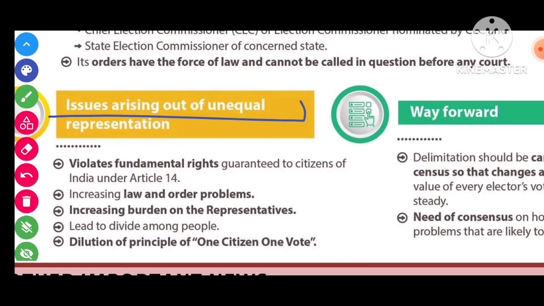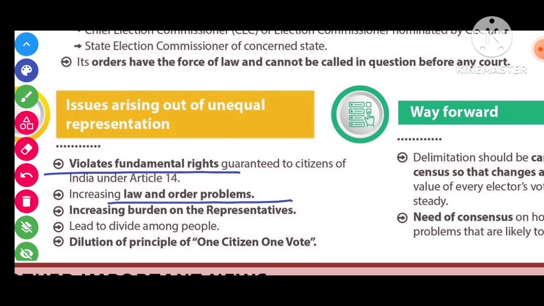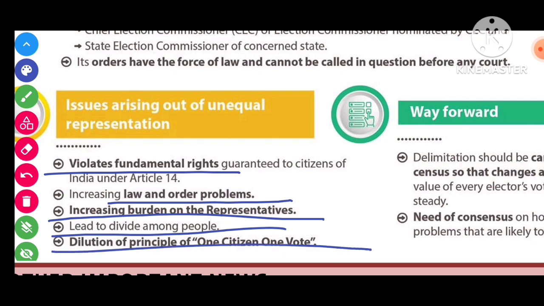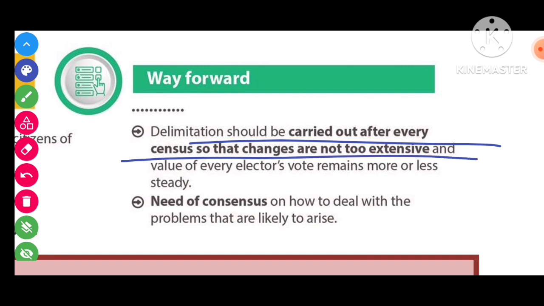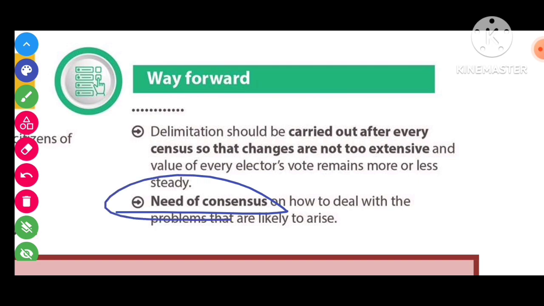And issues arising out of unequal representation: it violates fundamental rights, increases law and order problems, increases the burden on the representatives, and leads to division among people and dilution of the principle of one citizen, one vote. And the way forward: delimitation should be carried out after every census so that changes are not too extensive and the value of every elector's vote remains more or less steady, and there is a need for consensus on how to deal with the problems that are likely to arise.